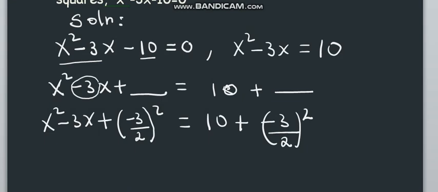I was explaining, as part of the solution, we are having x squared minus 3x minus 10 is equal to 0, and that one will give us x squared minus 3x is equal to 10. Is that okay? And we said that we are going to have x squared minus 3x plus something which we don't know, and that something will be added on the 10 on the right hand side.